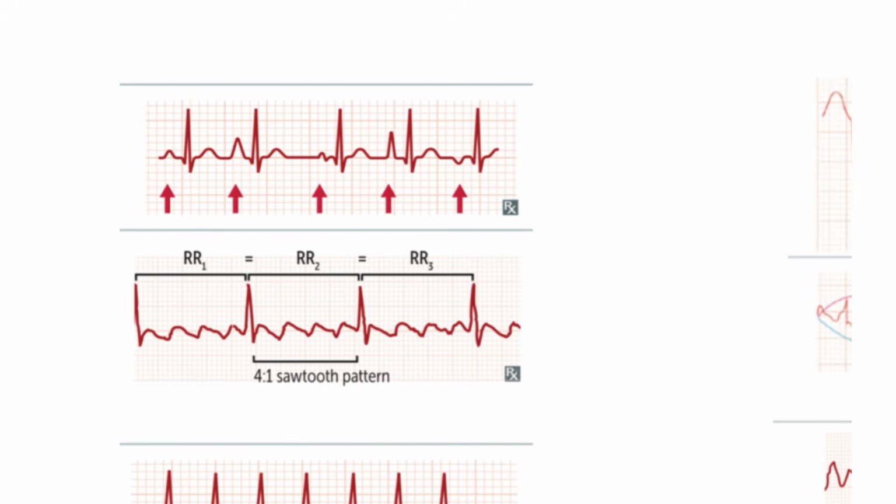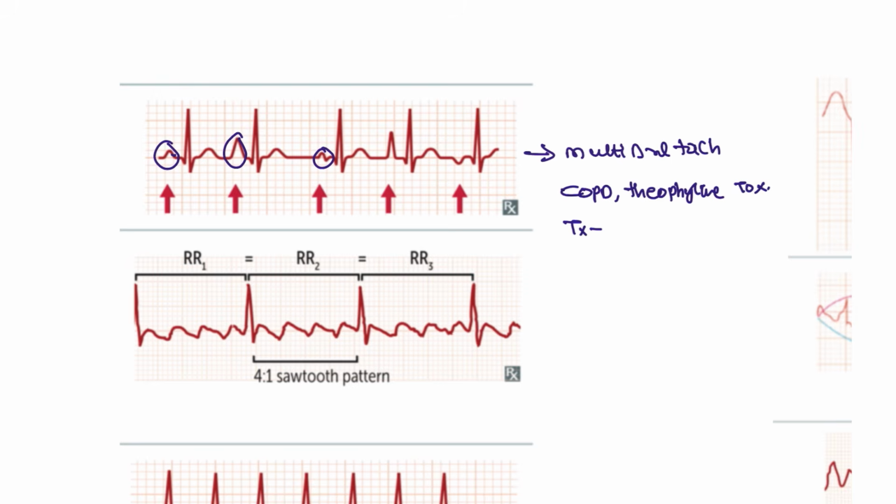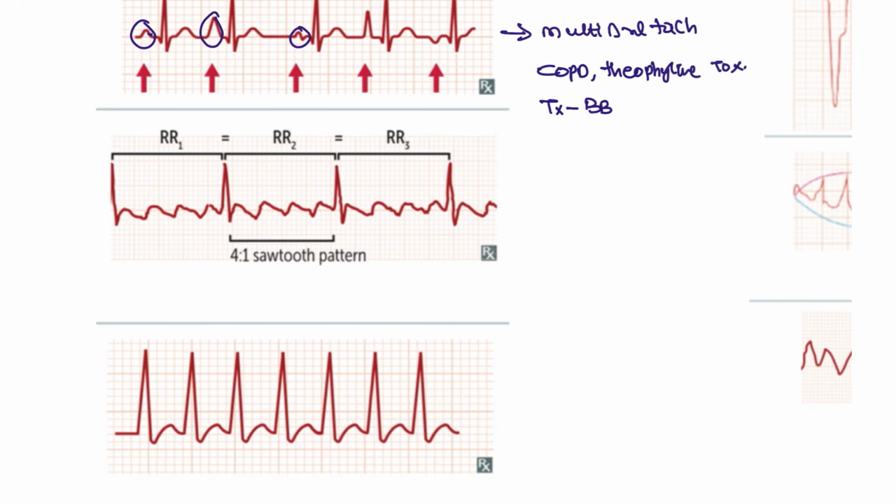Next condition that you can see, there are three different types of P waves that you are seeing here. So this is known as multifocal atrial tachycardia, seen with COPD patients or patients suffering from theophylline toxicity. And the treatment for this patient is beta blockers to decrease the heart rate.